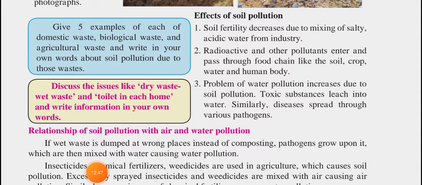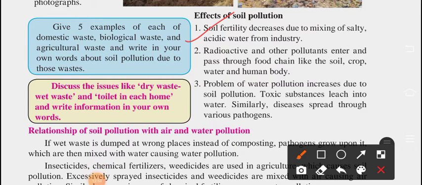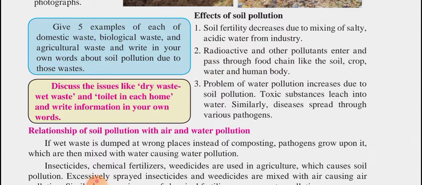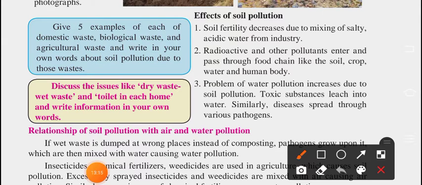Now here are the effects of soil pollution. Soil fertility decreases due to mixing of salty, acidic water from industry. Radioactive and other pollutants enter and pass through the food chain: the soil, crop, water, and human body. Obviously, the food we have comes from trees, and the trees come from soil, and if the soil has radioactive pollutants, then they will enter our body. Next, the problem of water pollution increases due to soil pollution.